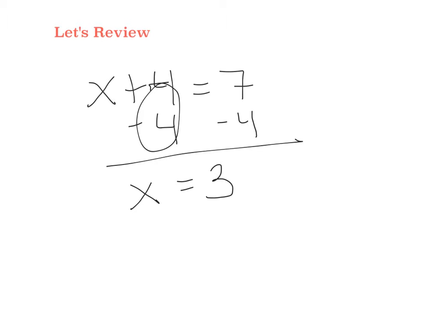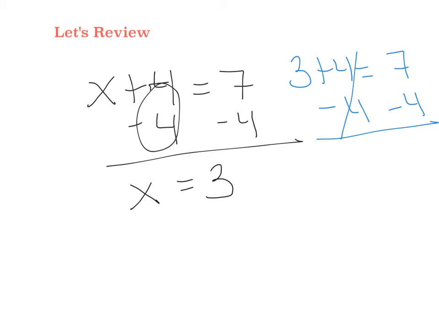And maybe this would help some people visualize why we do that. So let's say we know this is 3 plus 4 equals 7. If I subtract 4 from both sides, these will become 0. I will have 3 equals 3. So it's a true statement. That is why we have to balance when we are solving equations.